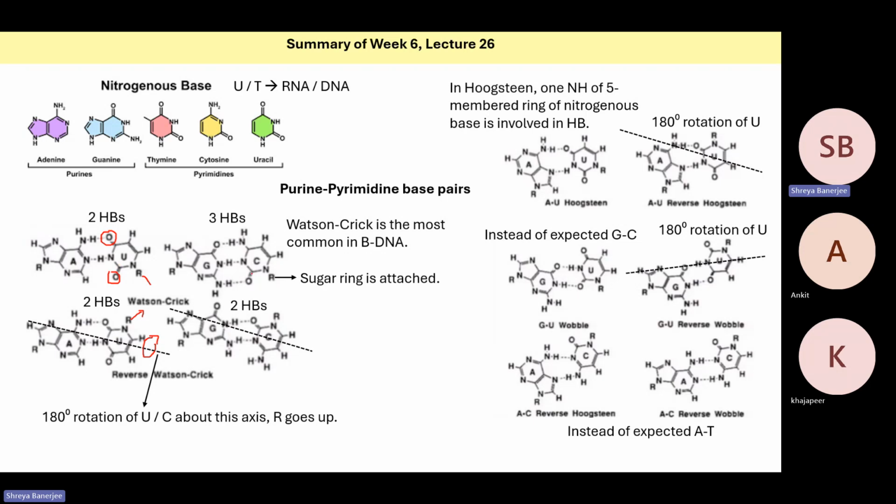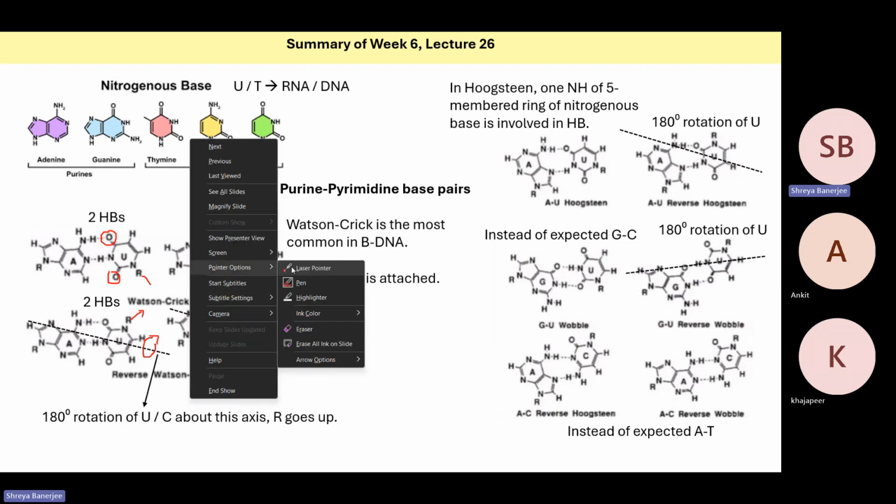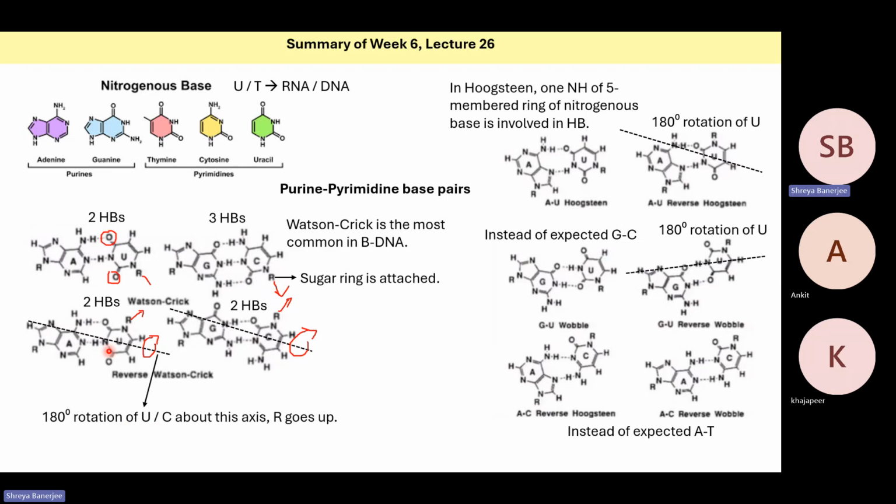And even for GC, if you imagine the line here and flip the second residue, that is C, by 180 degrees, earlier there were 3 hydrogen bonds from the amine, this N, and this carbonyl. And now there are only 2 hydrogen bonds possible through the carbonyl and the N. And R before was pointing down, R is now pointing up. So in reverse Watson-Crick, basically there is just a 180 degree rotation of the second base about the axis.